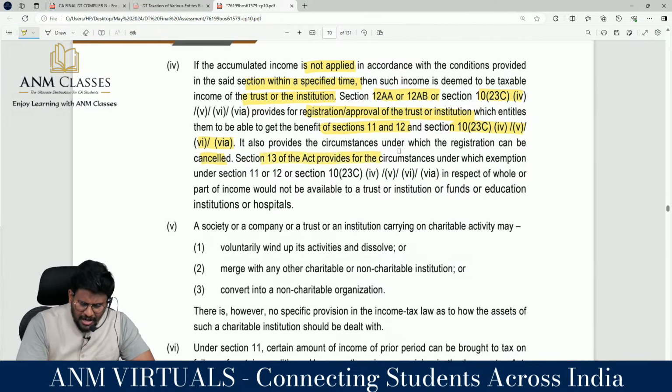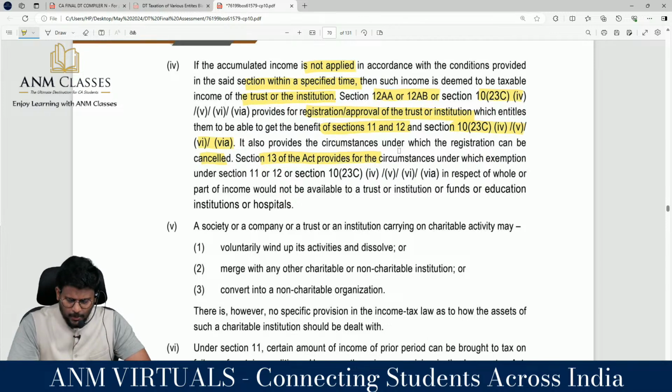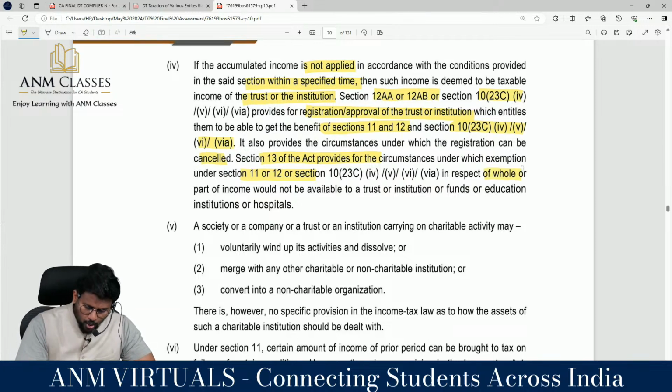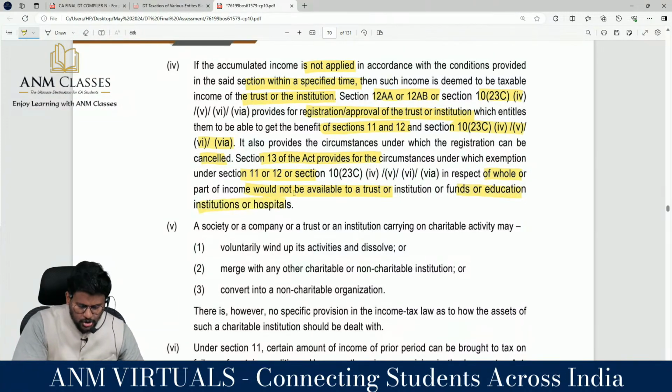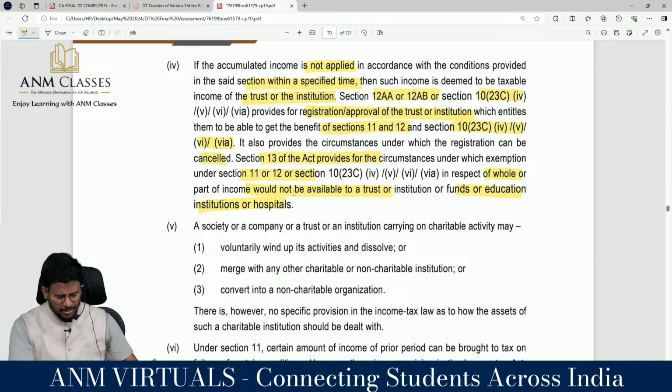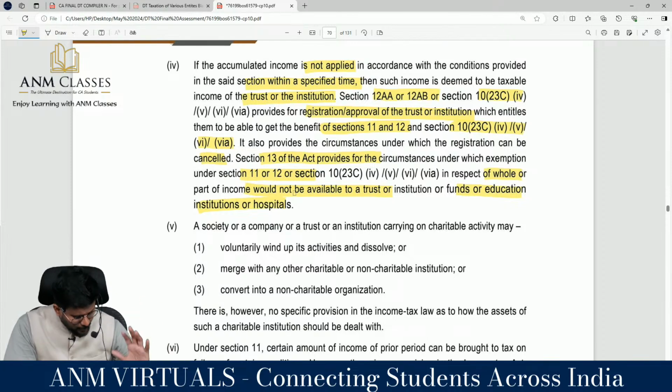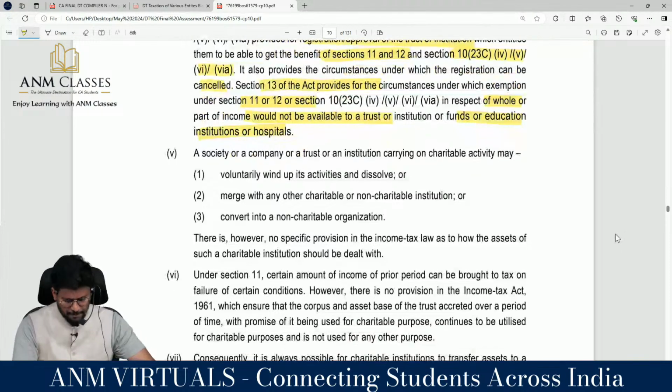Section 13 of the Act provides for circumstances under which exemption under 11 and 12 or 10(23C) series organization in respect of whole or part of income would not be available to a trust or institution or fund or educational institution or hospital. That means section 13 is saying that exemption under section 11, 12 and 10(23C) series organization will not be applicable in certain circumstances.